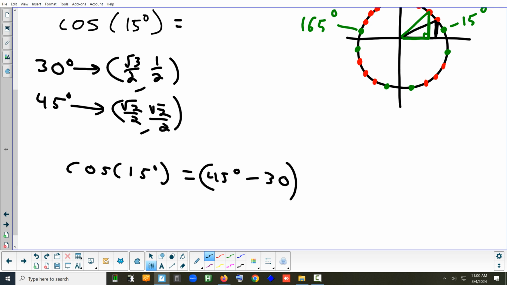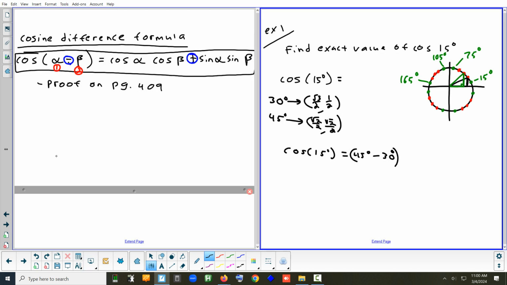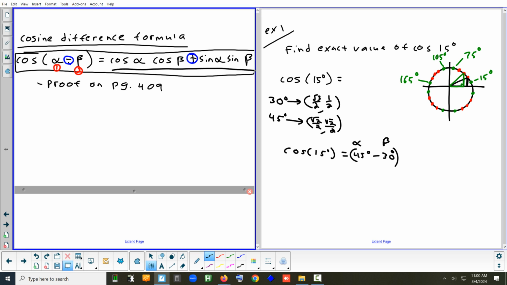Okay. So now, let's put the other page up. Let's look at what the formula is, and we'll look at our two angles. So in our case, alpha, my first angle, that's going to be 45. So everywhere I have an alpha, I'm going to fill in a 45. And everywhere I have a beta, I need to fill in 30. And we have to fill them into this formula right there. That's how you have to do it.